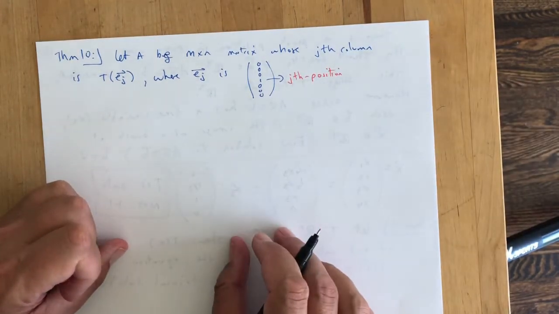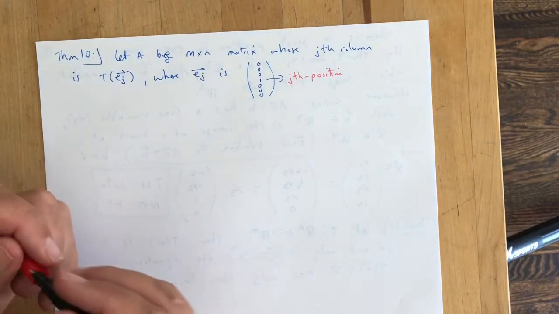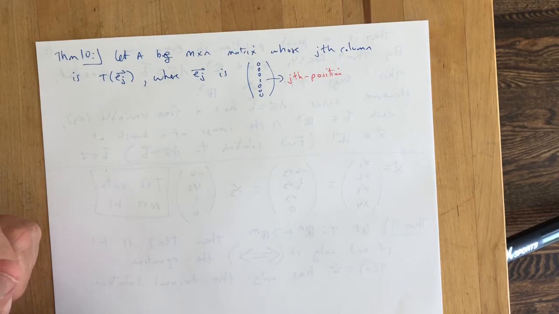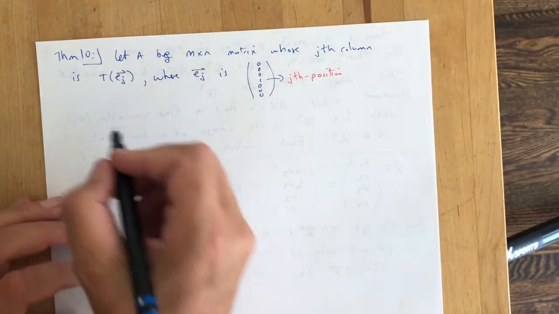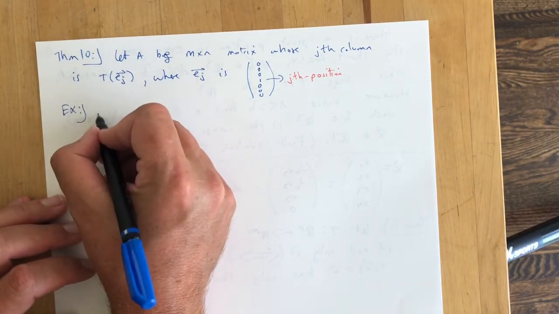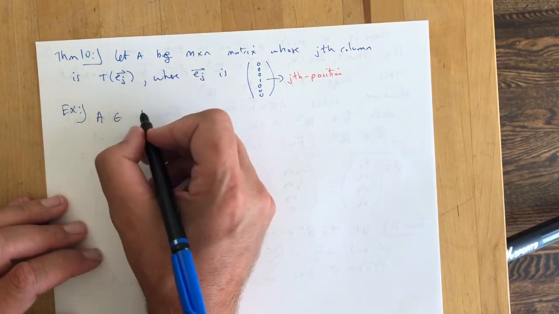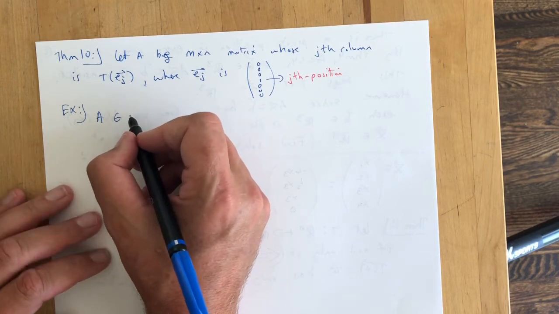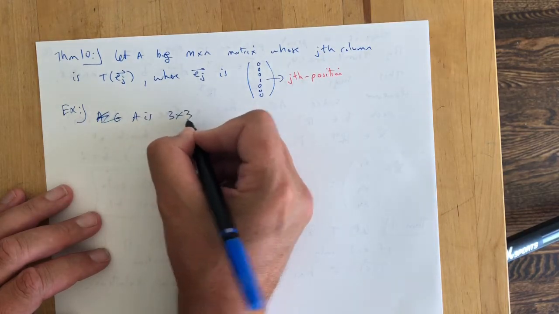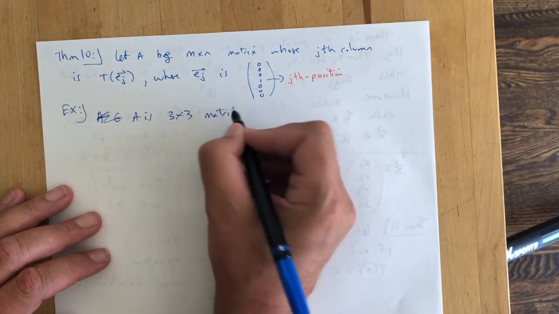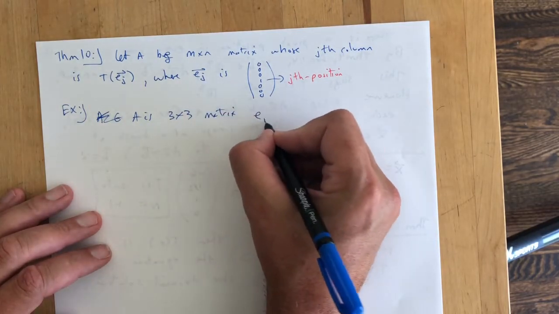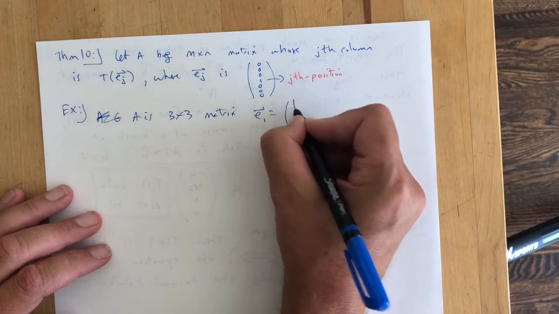And your book says it's the columns of the identity matrix, which is true, but we're really building up to something much bigger than that. And so I'm going to make it be this way. For example, I'm going to make a big deal out of this. Let's say A is a 3x3 matrix. And so in this notation, E1 is the vector 1, 0, 0.